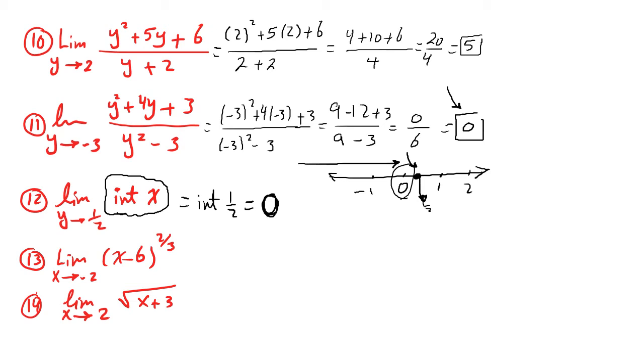But what if it was 1.9, for example, integer of 1.9? It's going to be 1, because the greatest whole number you passed through was 1. We are not approximating here.